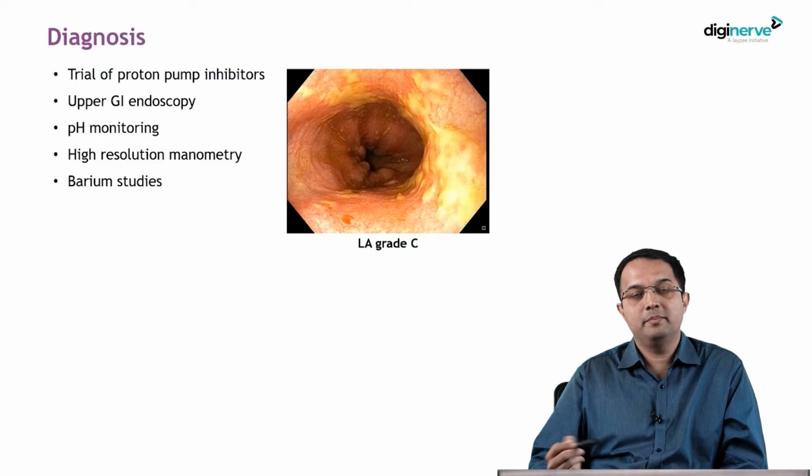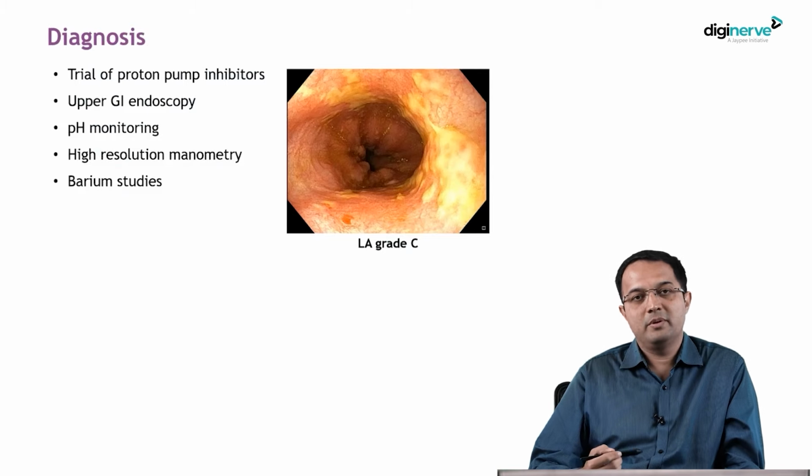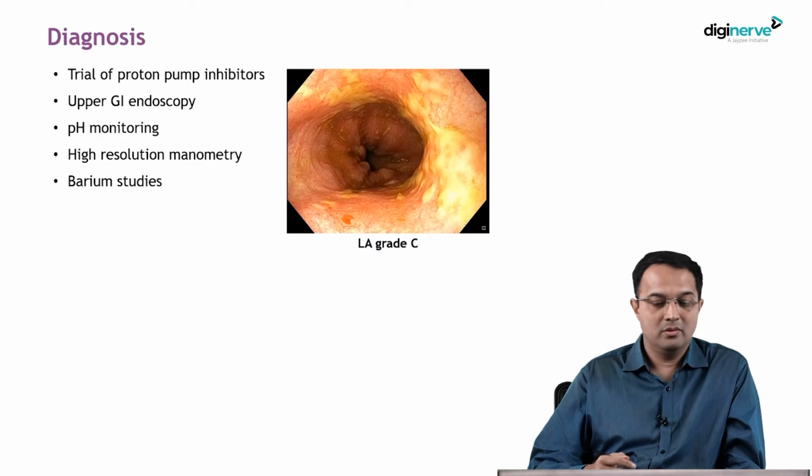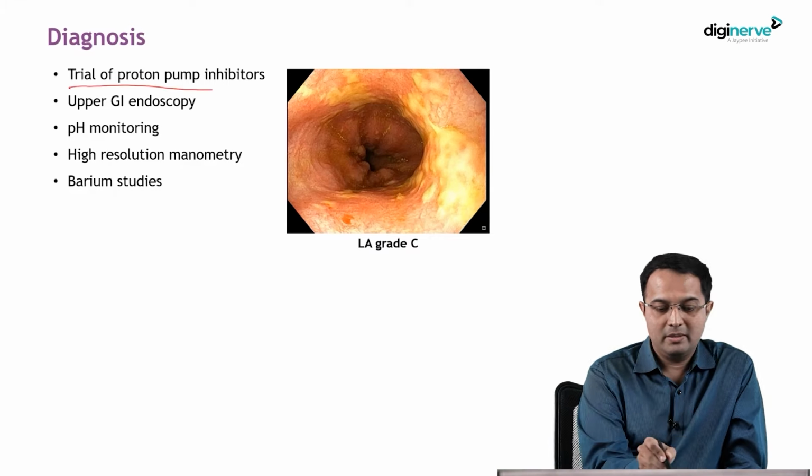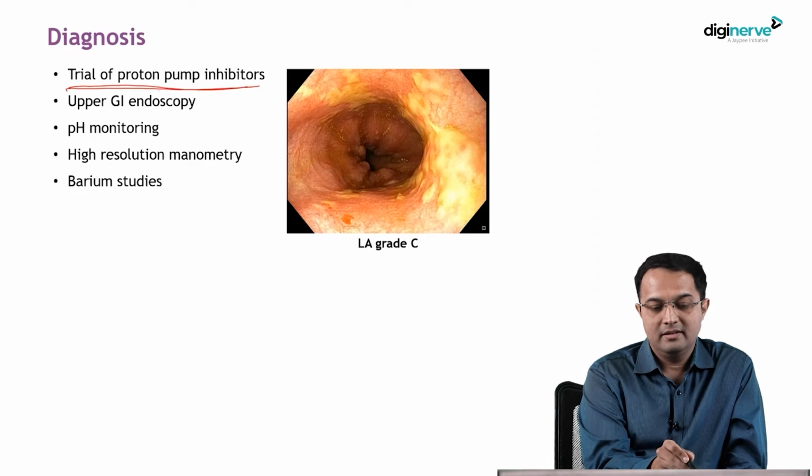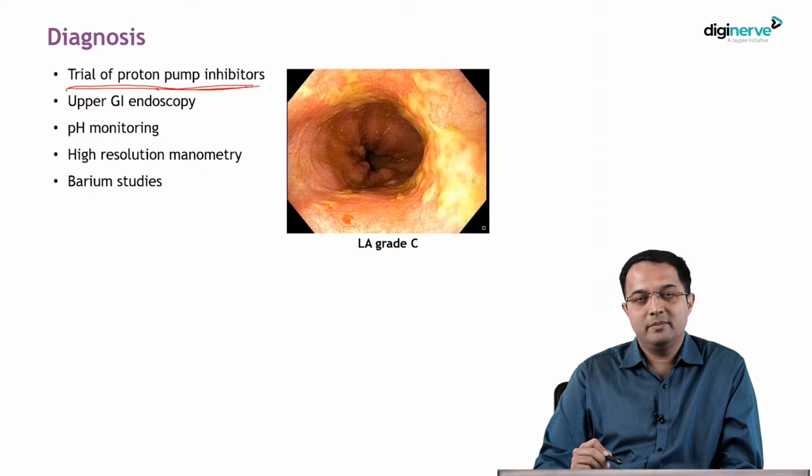How do you diagnose? Any patient with GERD comes to you, you are going to put them on PPIs, proton pump inhibitors. Even many of you who had symptoms of GERD or reflux, you take just some PPIs and then you feel better within a few days. So whenever a patient comes to you, you generally put them on proton pump inhibitors, and it is diagnostic also. If the patient responds beautifully to this, then probably it is GERD.